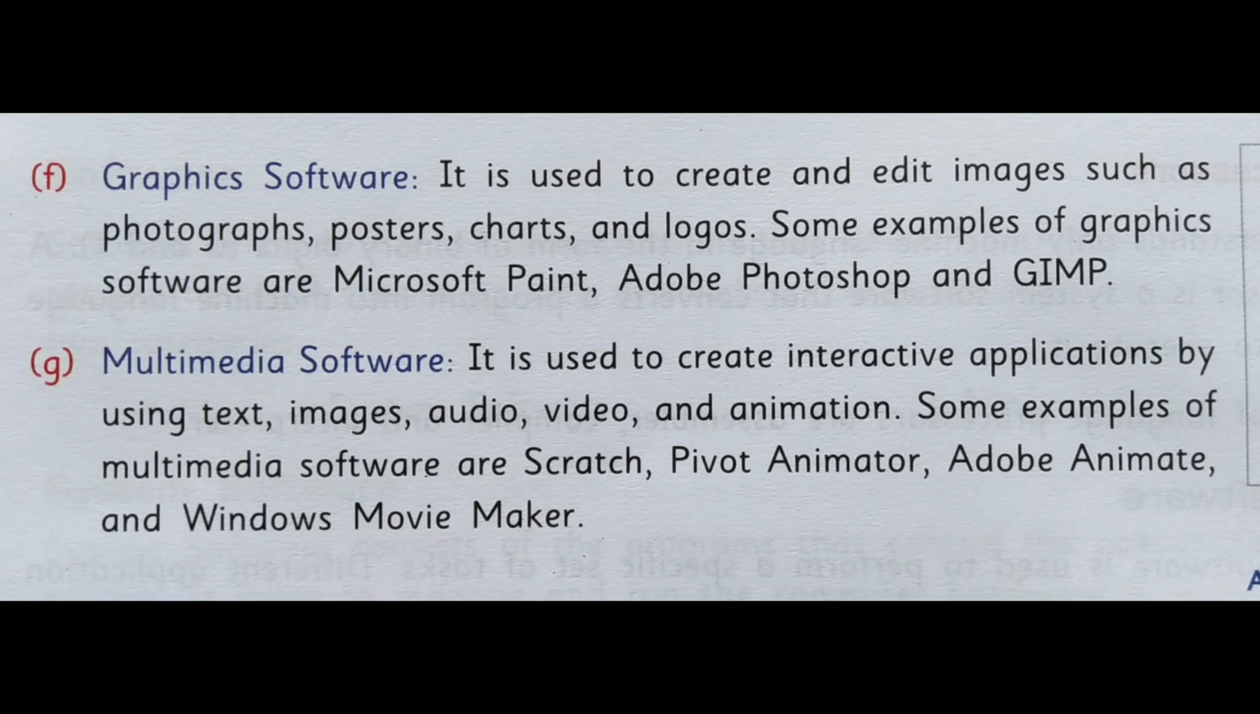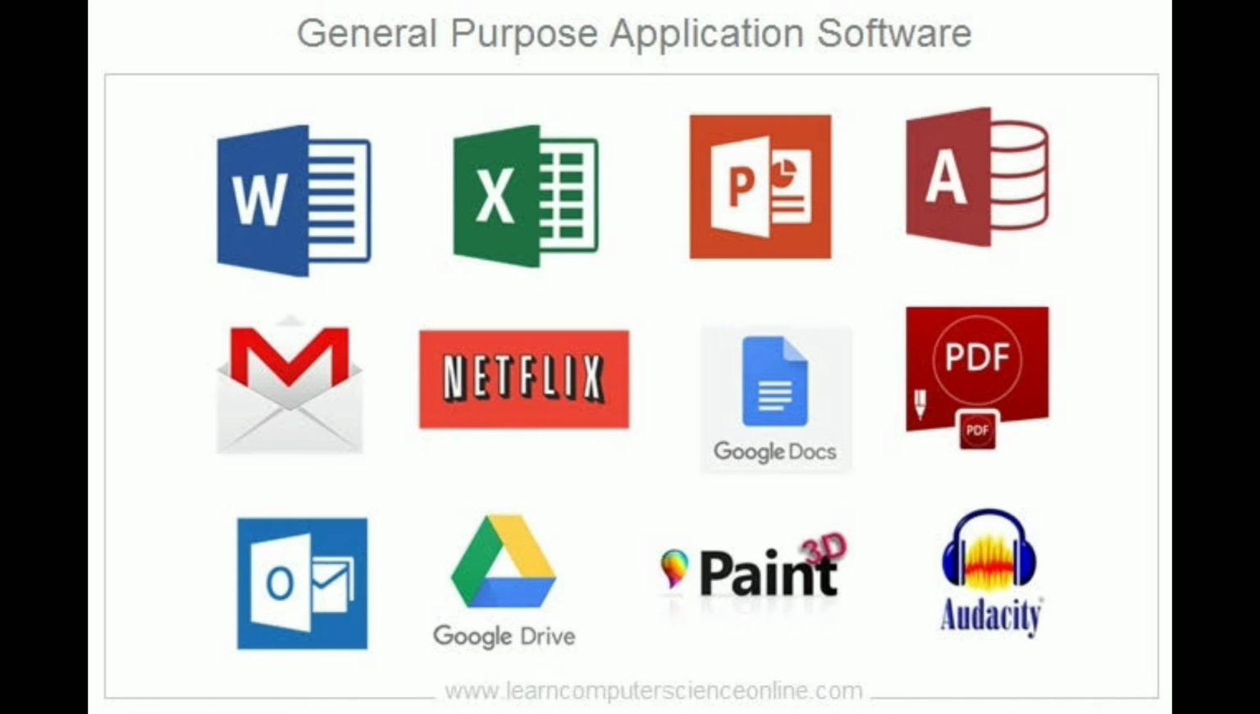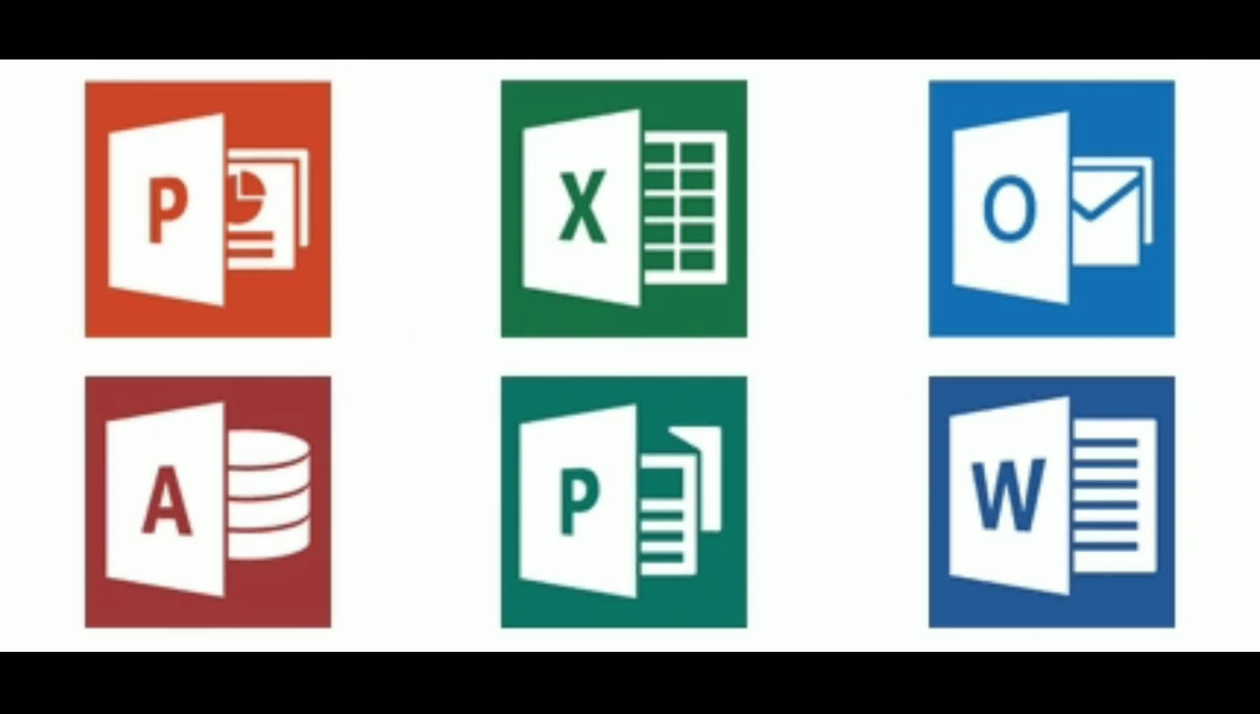Multimedia software. It is used to create interactive applications by using text, images, audio, video, and animation. Some examples of multimedia software are Scratch, Pivot Animator, Adobe Animate, and Windows Movie Maker. So these are the examples of general purpose application software. You might have seen all these things in your computer desktop.